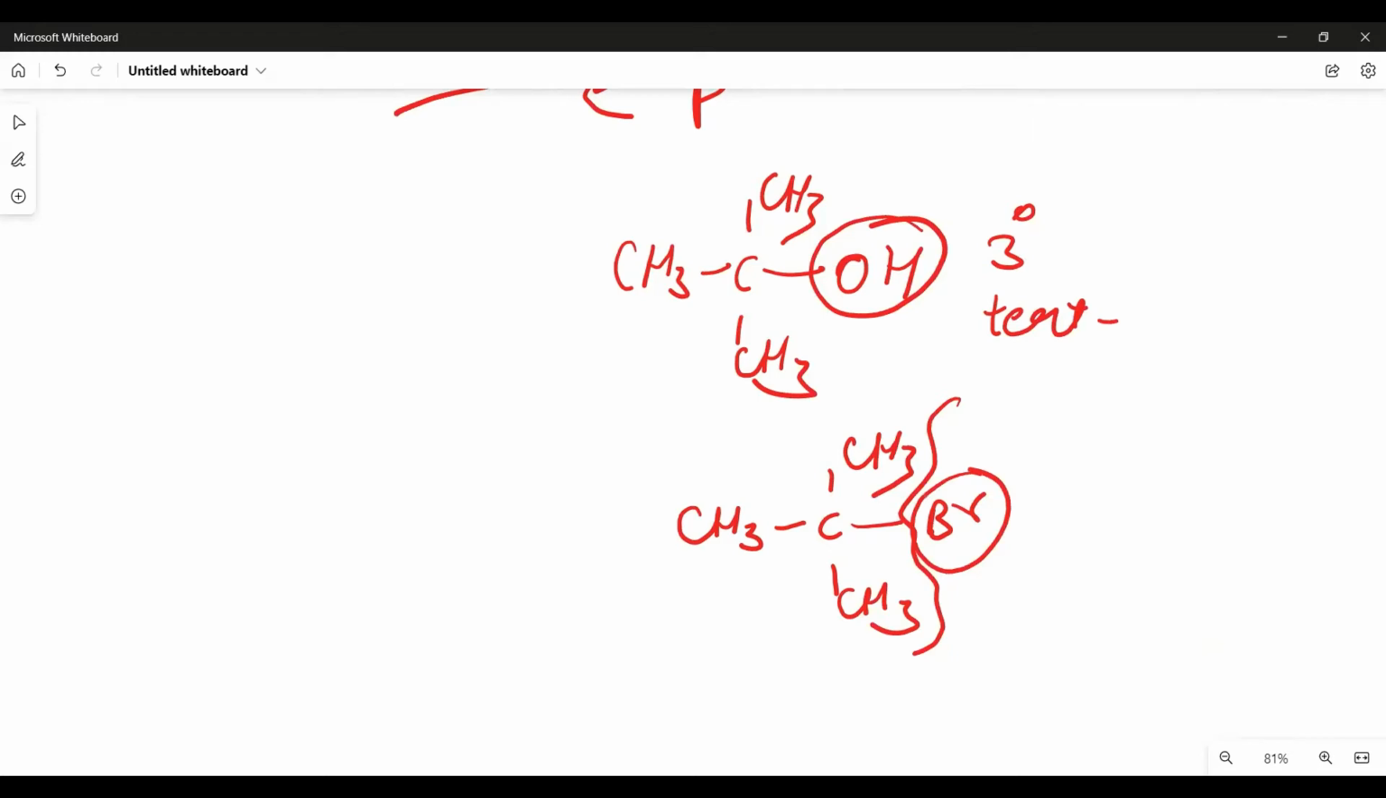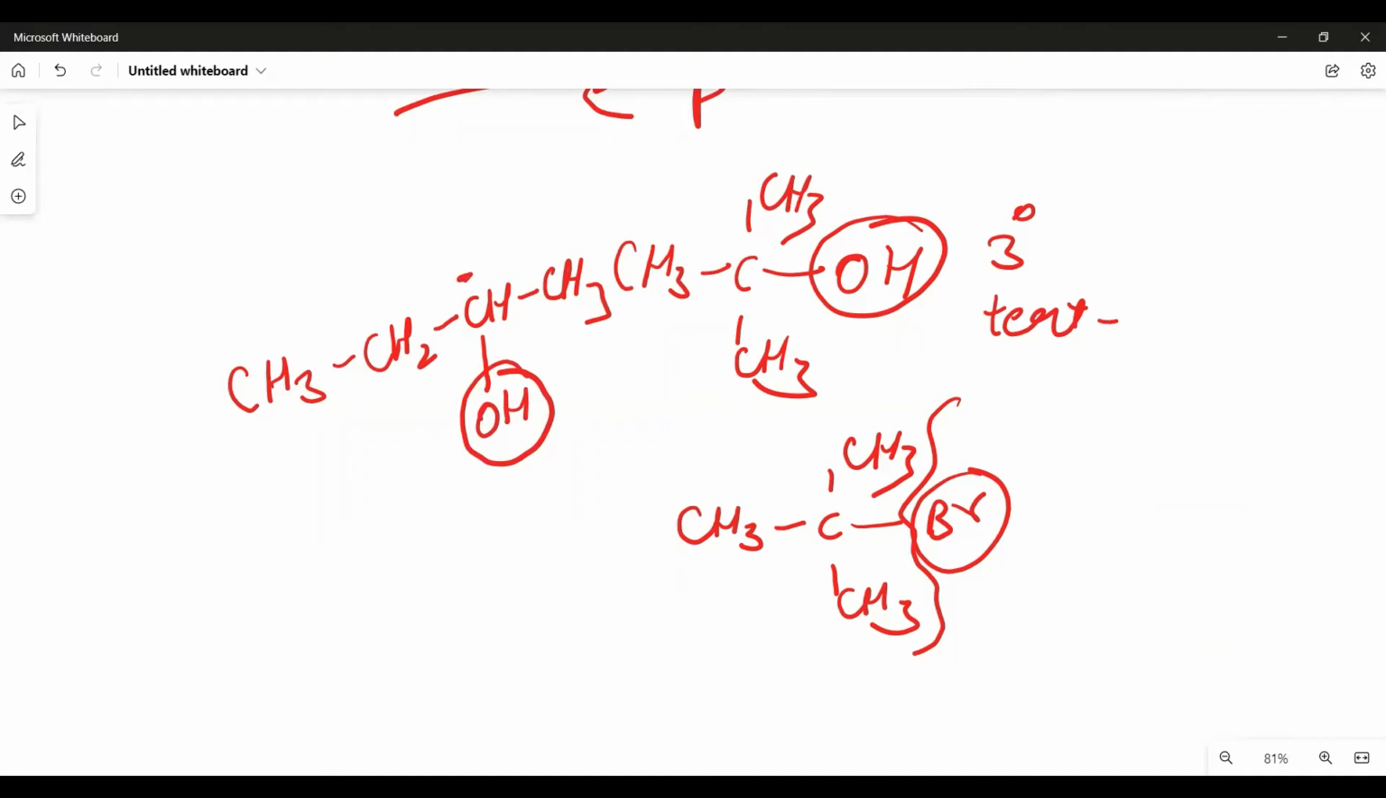Now, if you have to write secondary butyl, in secondary butyl you will write down this chain, and this one position is occupied by the OH group for secondary butyl. This position will be occupied for the secondary butyl. And for tertiary butyl, we have done isobutyl. So this group is the isobutyl group that I have told you about. This is a secondary, tertiary, isobutyl.